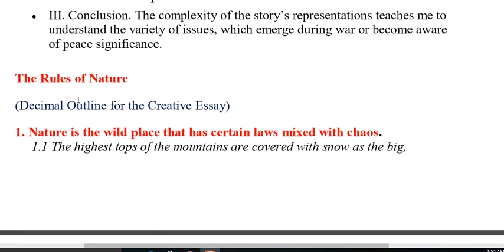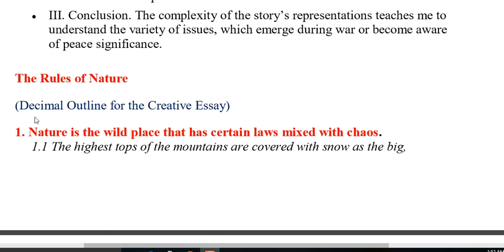type of the rule of nature, the decimal outline for creative essays. Creative essays here also means this can be applied to reports as well. Well, this rule is the rule of decimals. Clear? The rule of decimal, and you find here that they are the Arabic numbers 1.1. Clear? And it is the very first rule, but it is based on the sentence outline. Let's read.